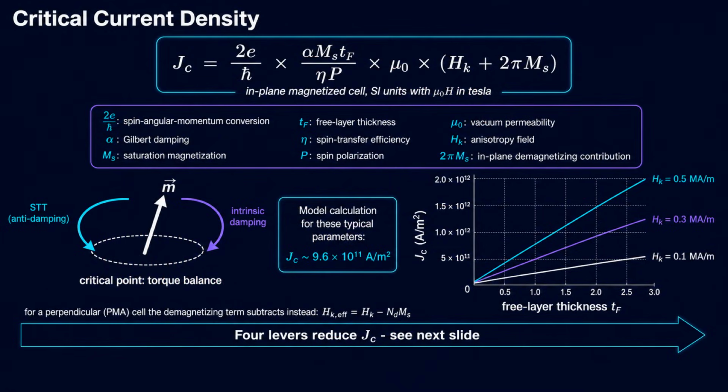The critical current density JC is the minimum current needed to switch magnetization. It depends on damping alpha, saturation magnetization MS, free layer thickness TF, polarization P, and the anisotropy field HK. Reducing JC is crucial for low-power memory. Strategies include using low-damping materials, optimizing anisotropy, increasing polarization, and making the free layer thinner.